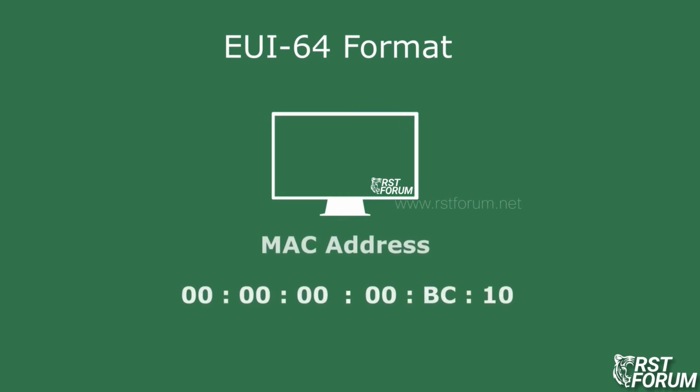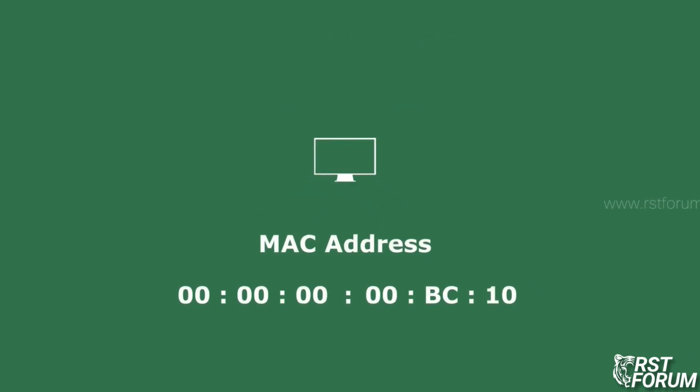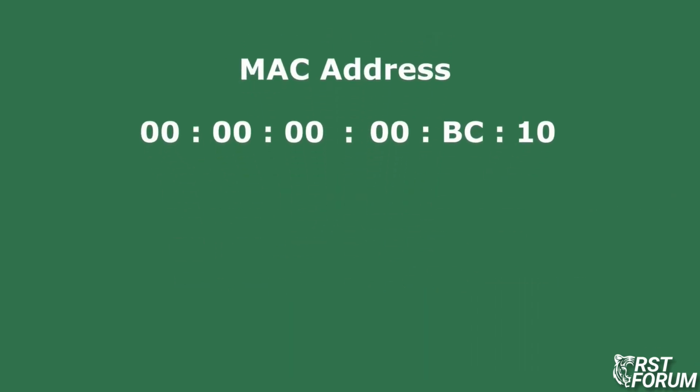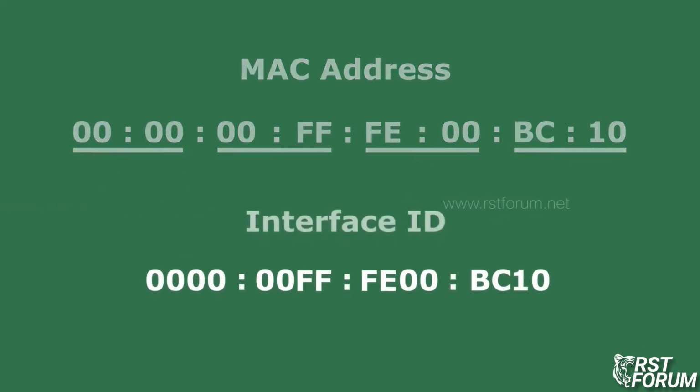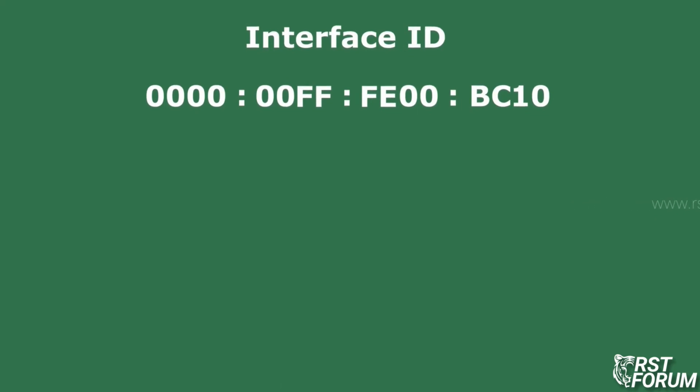This is accomplished on an interface by using its unique 48-bit hexadecimal MAC address and breaking it into two halves. The 16-bit hex value, FFFE, is then inserted between these two halves to form a 64-bit address. Then the 7th bit of the first octet is inverted.